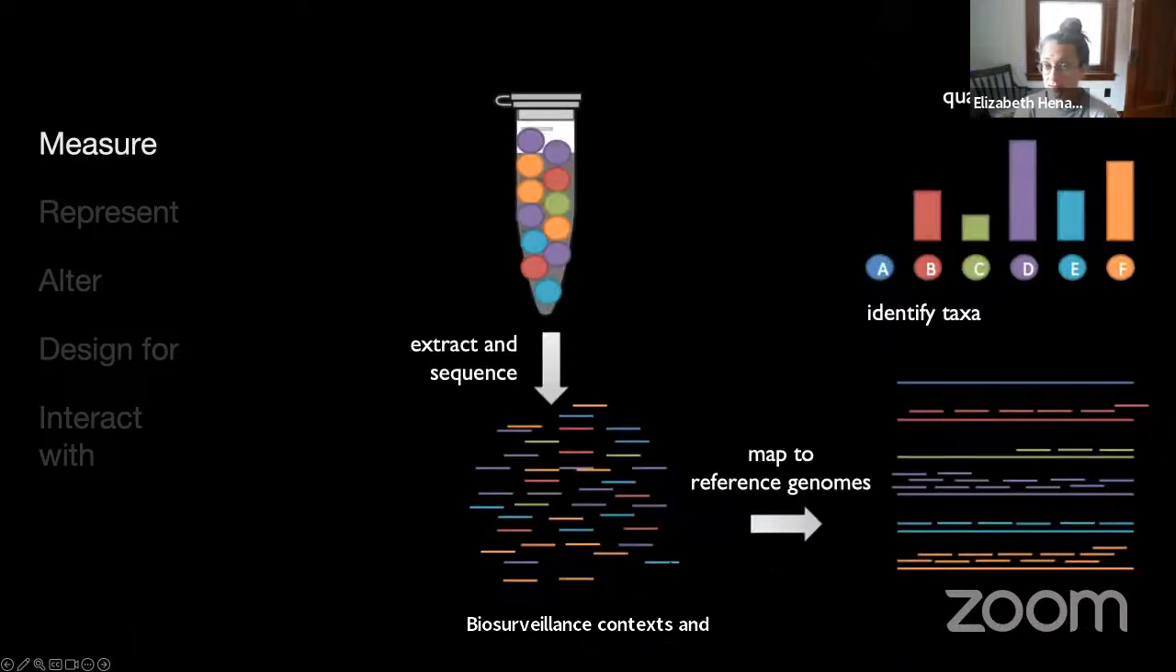You need computational algorithms to then interpret that DNA sequencing data that you're obtaining. So you go from your mixed bag of microbes to a mixed bag of unknown DNA sequences, and then you need computational algorithms to be able to make sense of those, map them to databases of known microbes to be able to identify, for example, different taxa or different species or different metabolisms.